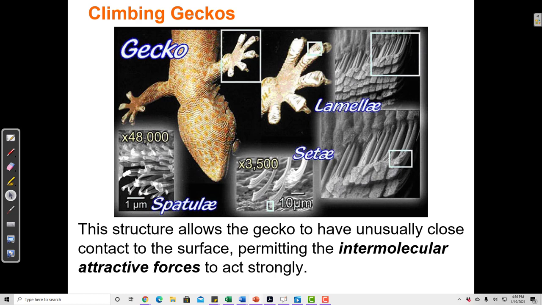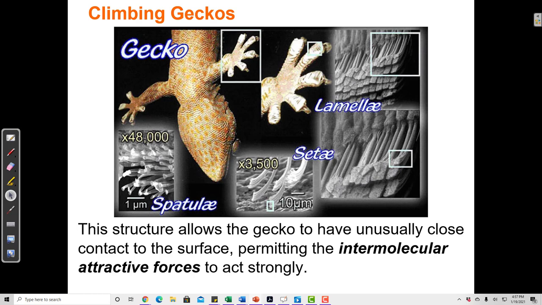Like if you've ever rubbed a balloon on your hair, that balloon is sticky to your shirt, right? It sticks. It's an electrical attraction. So that static electricity that allows a balloon to stick to your shirt, that's the same kind of idea, the same kind of attraction that allows a gecko's feet to stick to a wall.